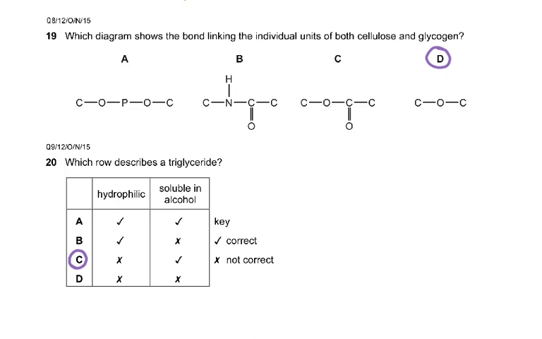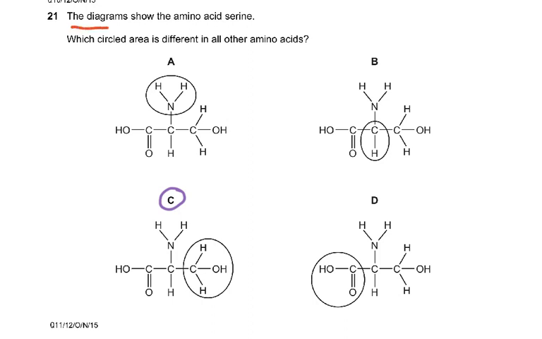So that was C. And question 21: the diagram shows the amino acid serine. Which circled area is different in all other amino acids?